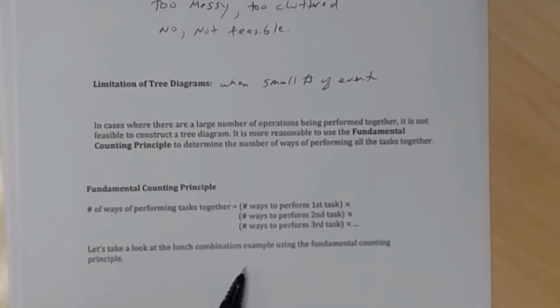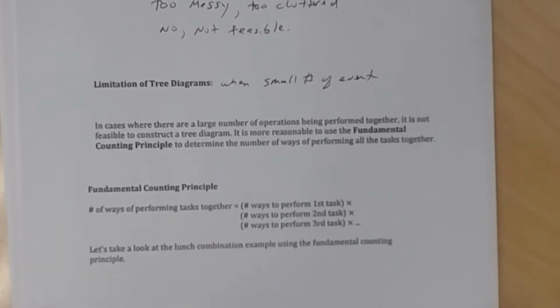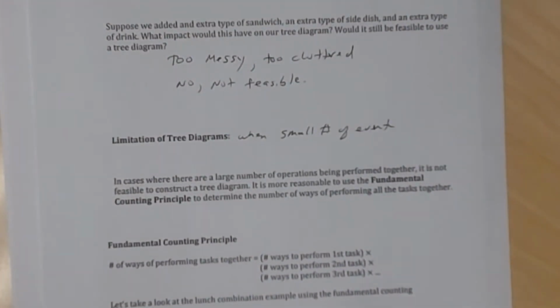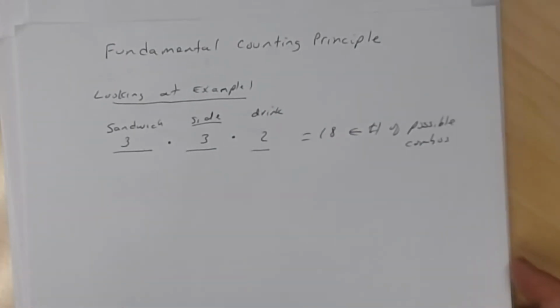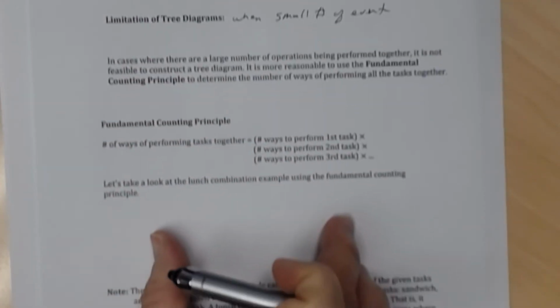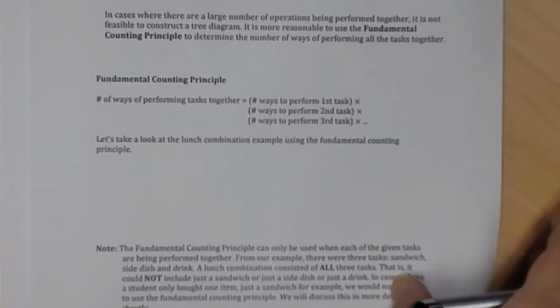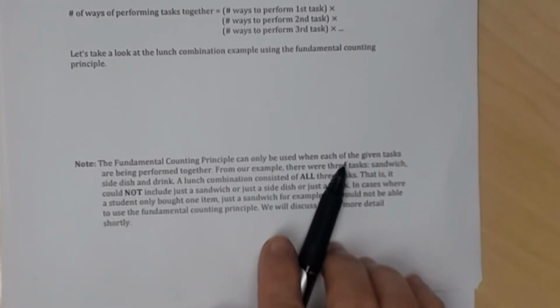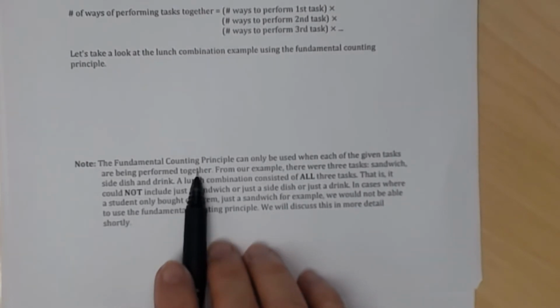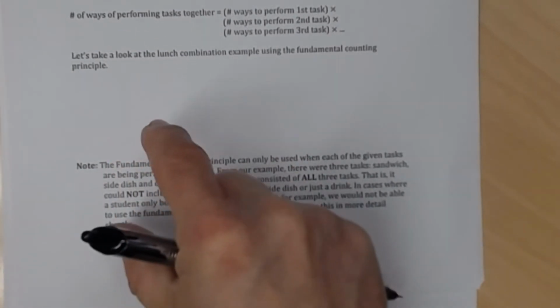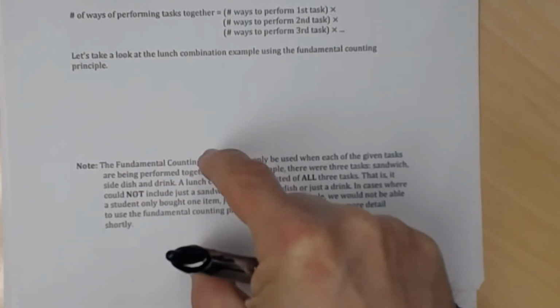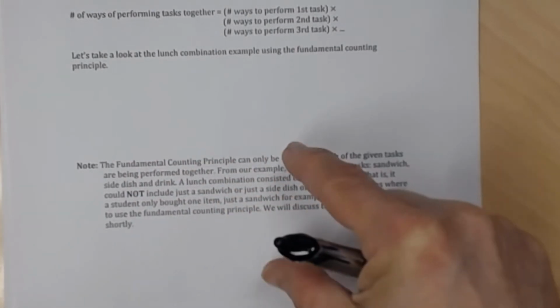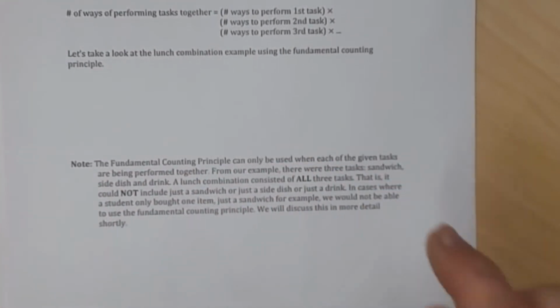If we look at that lunch combo, which we did, that's this example right here. That's the one we just talked about. Let me quickly find it. That's this. So that would go here. Note that the fundamental counting principle can only be used when each of the given tasks are being performed together. Remember, we chose a sandwich, we chose a side dish, and then we chose a drink. So they're being done together.